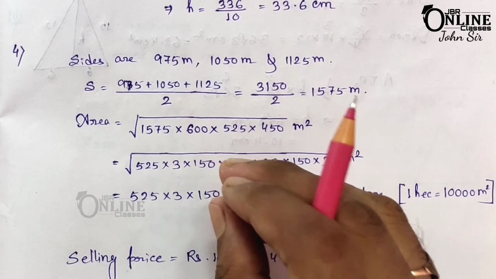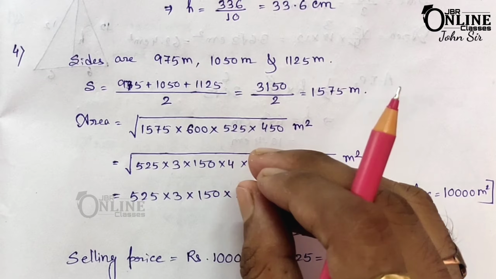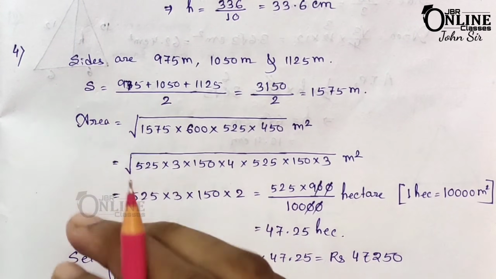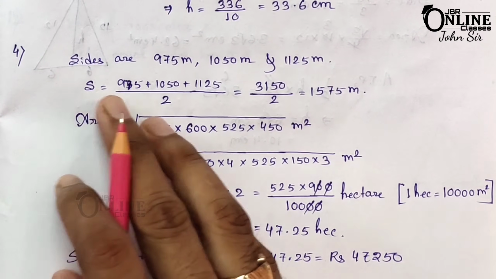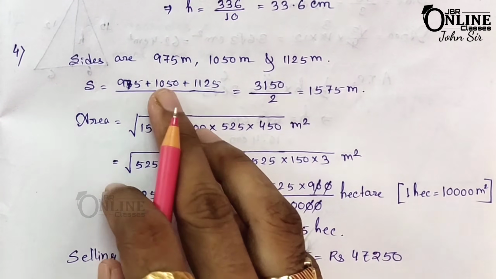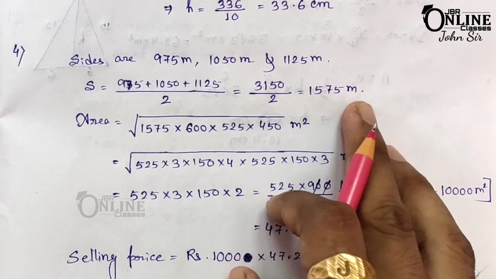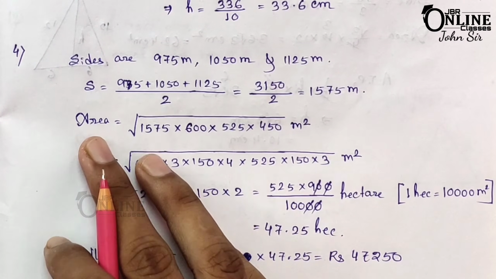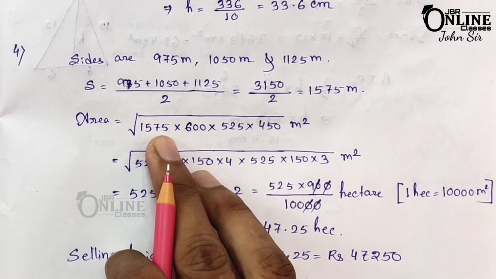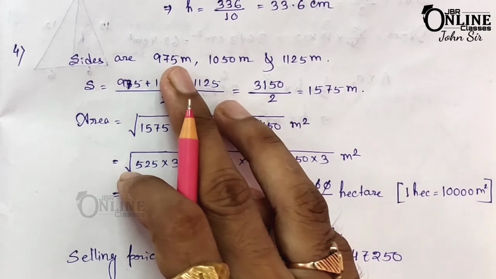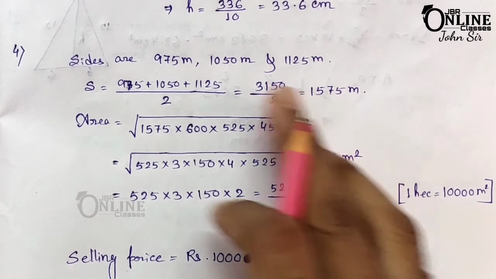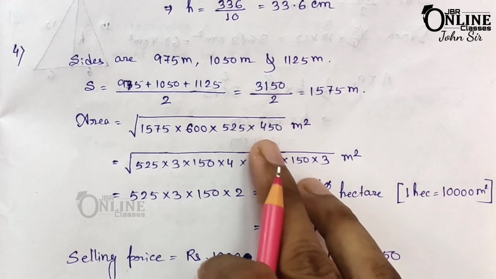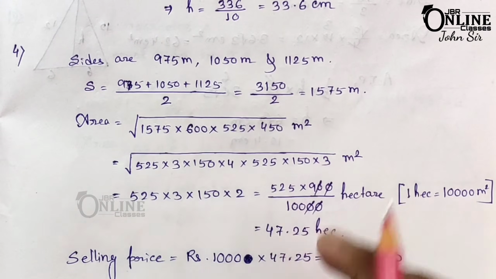Okay, that means first you have to find out the area of the triangle, and after that you are going to find out the selling price. So here the semi perimeter S equals the addition of these three sides divided by 2, and that equals 1575. So 1575 is the semi perimeter. Now the area will be root over 1575 into, then this one minus this one 600, this one minus this one 525, and 1575 minus 1125, it becomes 450 meter square.